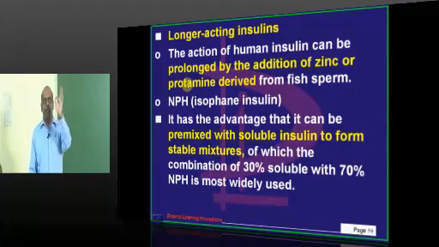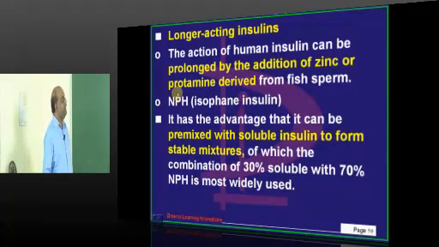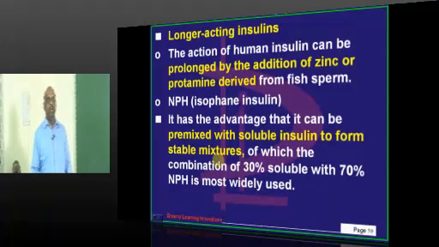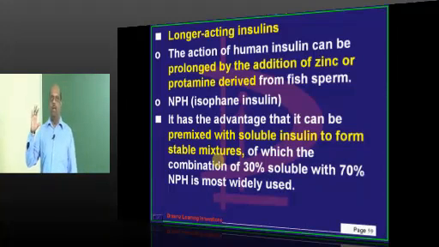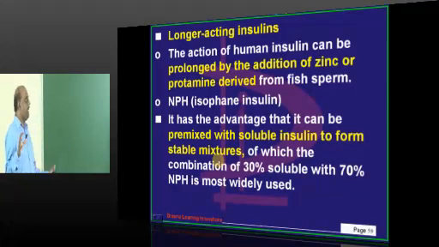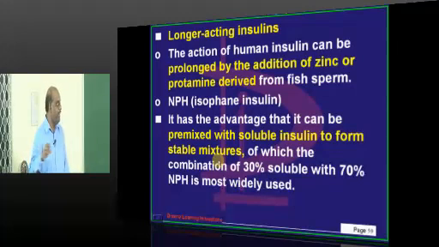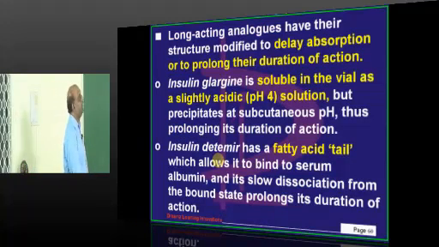If you add zinc or protamine, which is derived from fish sperm, then it becomes a little long acting. So you have isophane insulin, which is called NPH insulin. And what is the advantage of this NPH insulin? NPH acts like a longer acting one, and it can be combined with the soluble insulin, which is the regular, short acting insulin, and it can be given as a mixture. So generally we give 70% NPH with 30% regular short acting insulin. So that is a combination which we give.